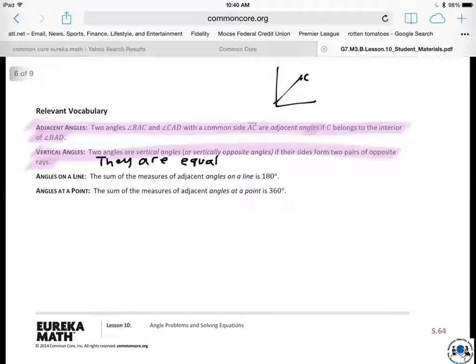Angles on a line. The sum of the measurements of all the adjacent angles on a line is 180 degrees. And then angles at a point. Same idea here. The sum of the measures of all the adjacent angles at a point is 360 degrees.